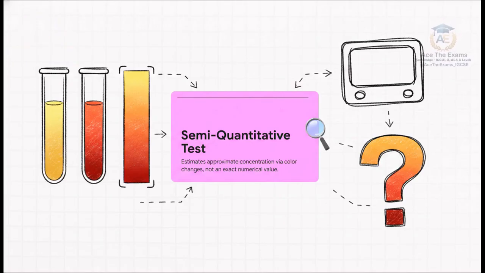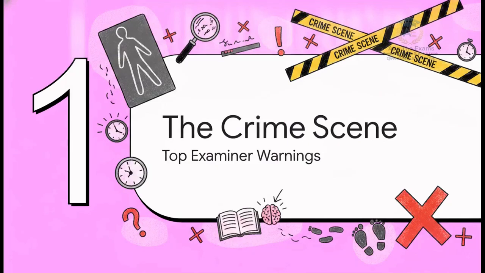A fully quantitative test gives you a specific numerical value, kind of like a digital reading. But this test, it's semi-quantitative. We are making accurate observations based on sequential instructions to find an approximate concentration. The absolutely crucial point here is making sure your examiner knows that you understand this distinction right out of the gate. Moving on to our next section, the crime scene.